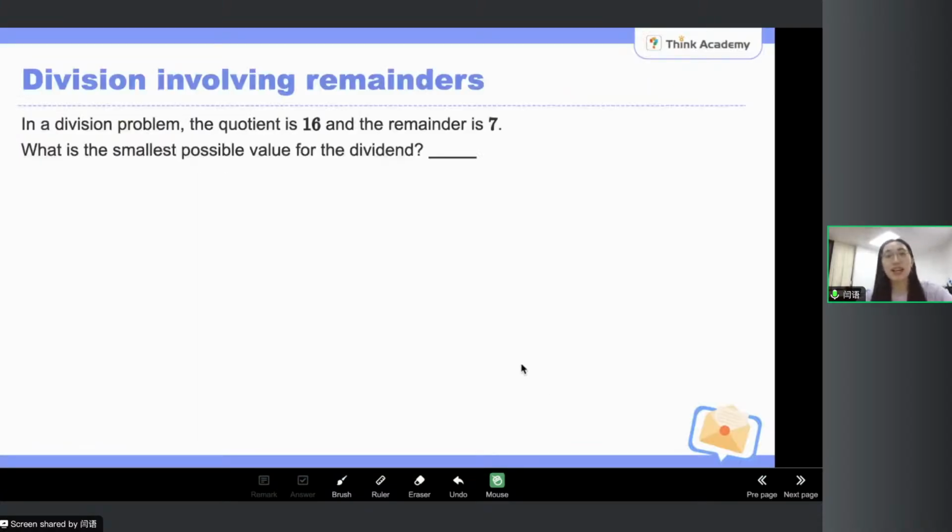Following this, let's move on to a real question. Last time I set this question in one of your mock test papers. Let's have a look and try to do it again. In a division problem, the quotient is 16 and the remainder is 7. What is the smallest possible value for the dividend? Again, we are looking for the total. The question is asking you for the smallest possible value for the total. Have a try. Think about it.